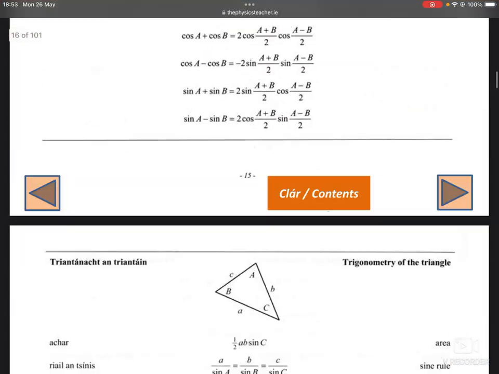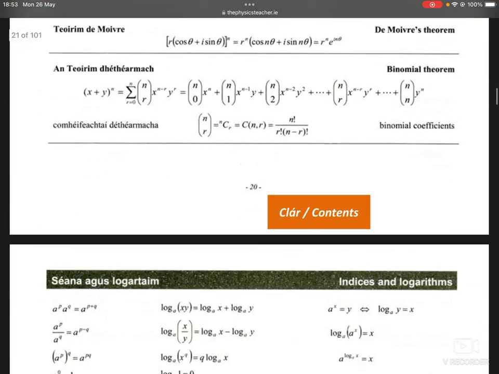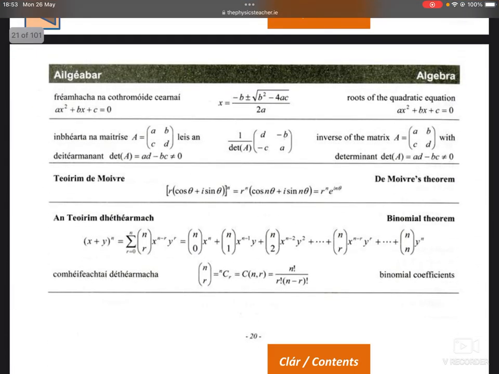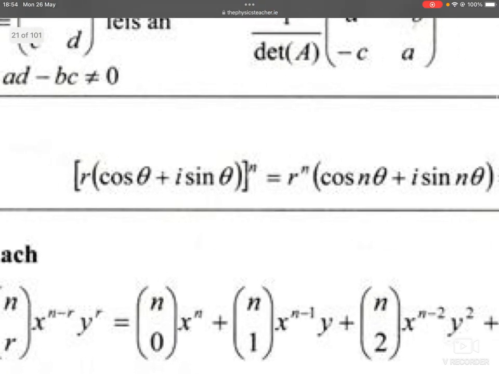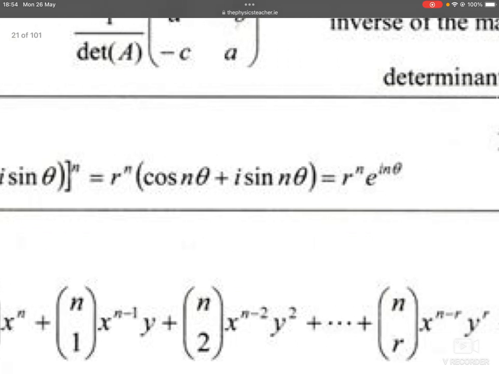So I have the tables book here just to show you. It's on page 20, I think. Yeah, de Moivre's theorem is right here. So don't need to worry about the second part of it. It's just this bit here. When we have this whole thing to the power of n, what we do is we raise r to the power of n and we multiply the angle by n.